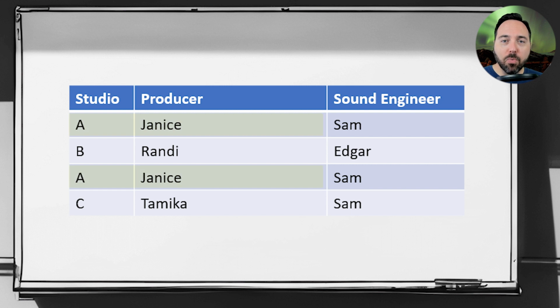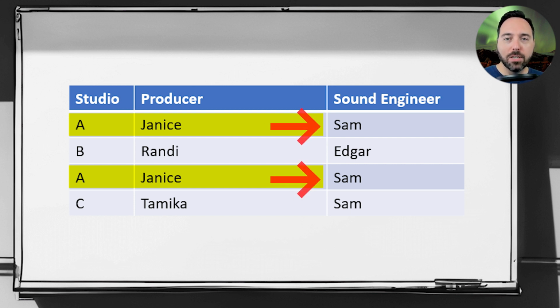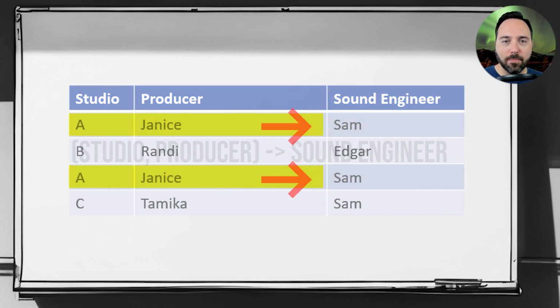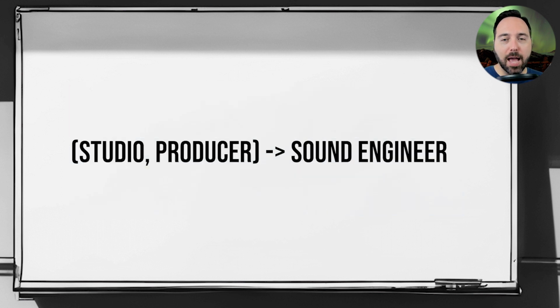From this table, we know that when studio is A and producer is Janice, then sound engineer is Sam. In other words, studio and producer determine sound engineer. In mathematical terms, we write it in this format, where the determinant is on the left-hand side, and if we have multiple attributes in the determinant, we wrap them in parentheses. Then, we have a right-facing arrow and the attribute we are determining. This entire thing is called a functional dependency.